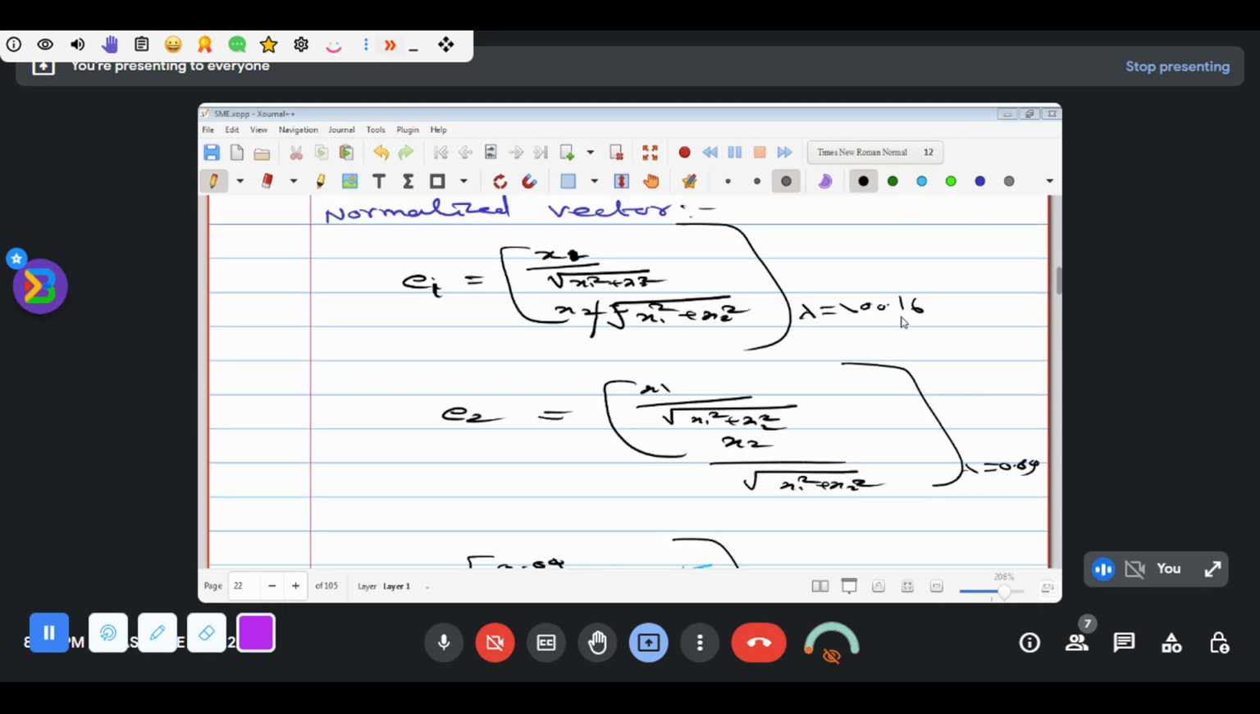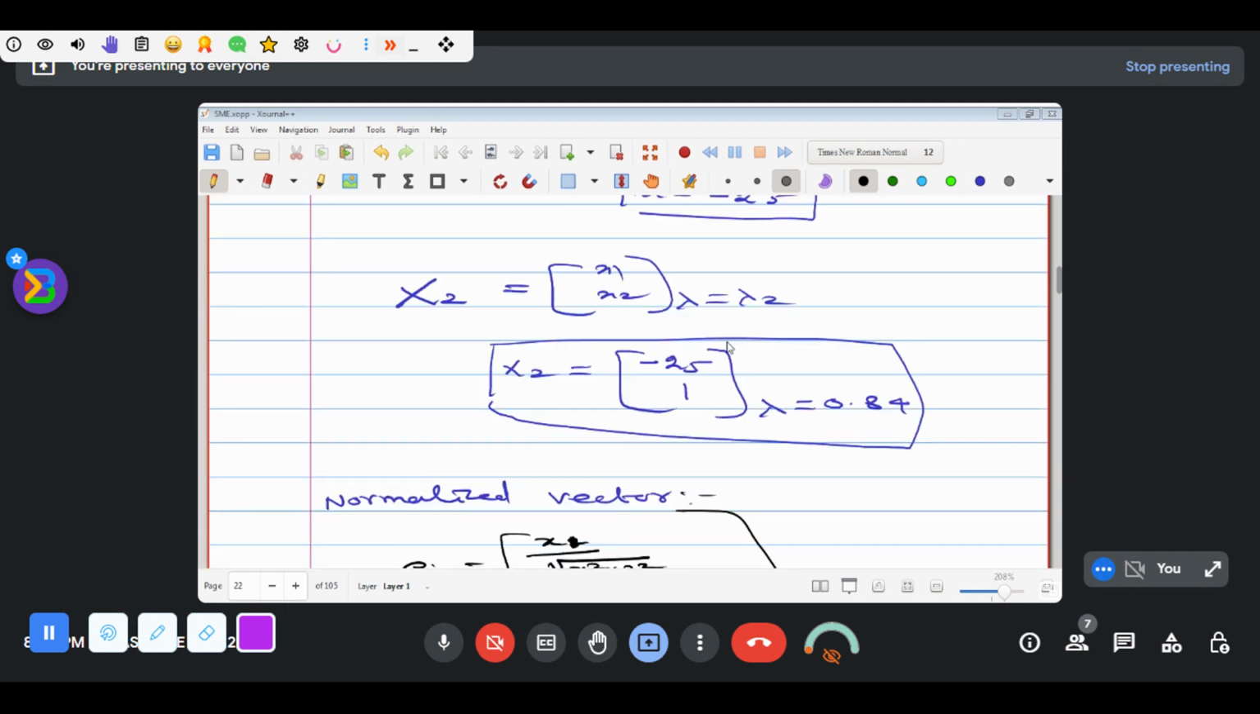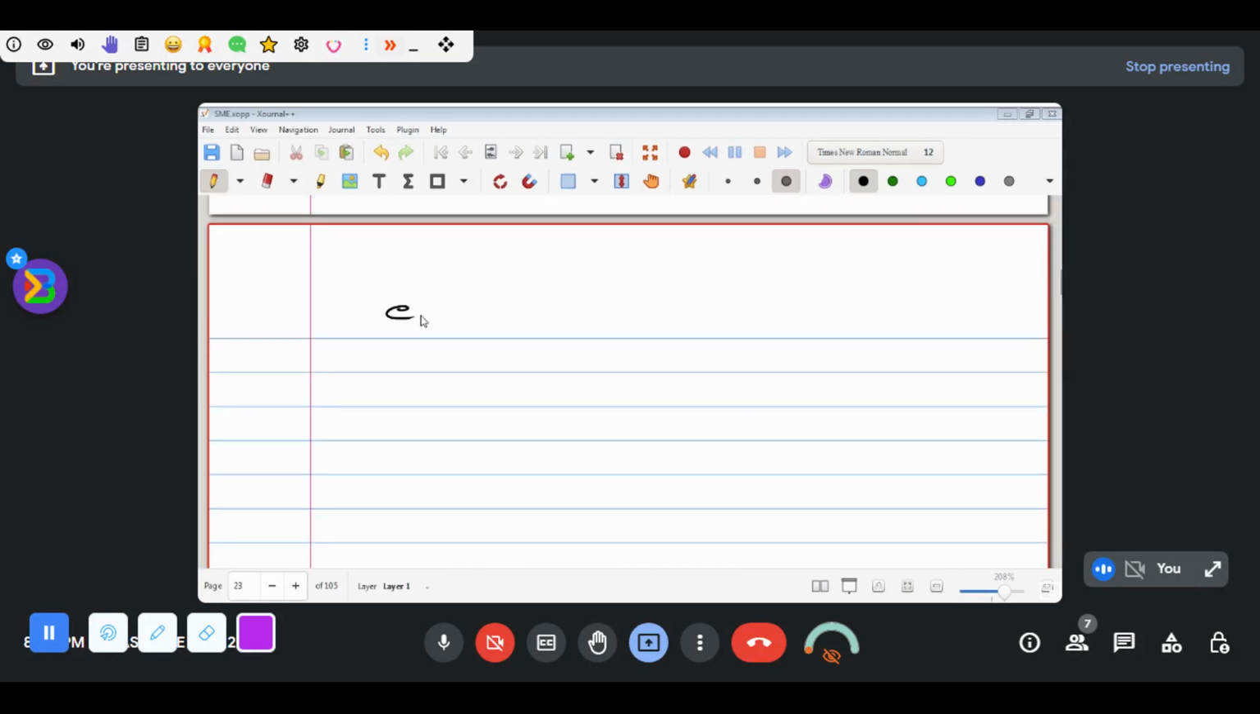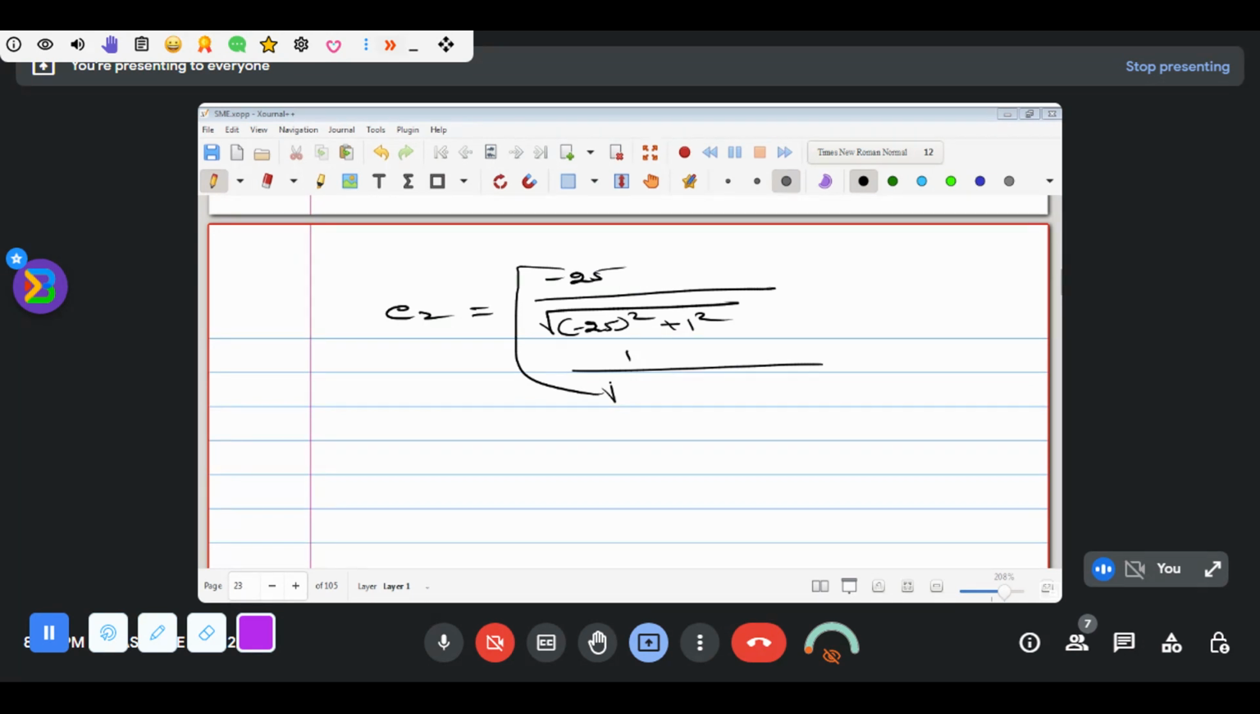Similarly, we can find E2. Apply this result: minus 20 pi divided by root of 20 pi squared plus 1 squared; 1 divided by root of minus 20 pi squared plus 1 squared. So complete it and tell me what is the E2 value? E2 equal to, I am writing that directly, minus 20 pi divided by root of minus 20 pi squared plus 1 squared; 1 divided by root of minus 20 pi the whole square, not directly minus 20 pi squared. That's another result. Put that whole square.